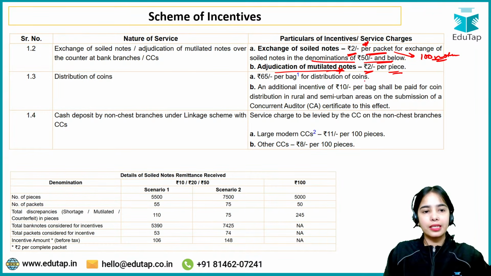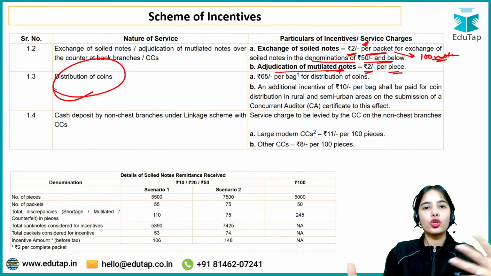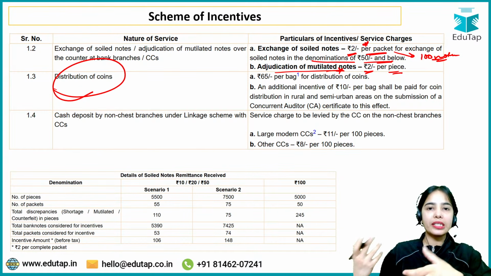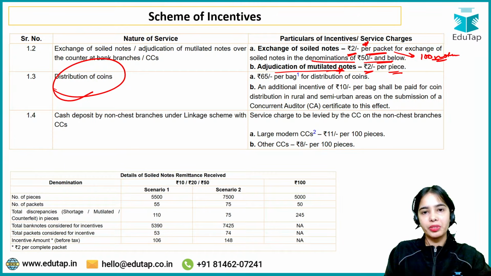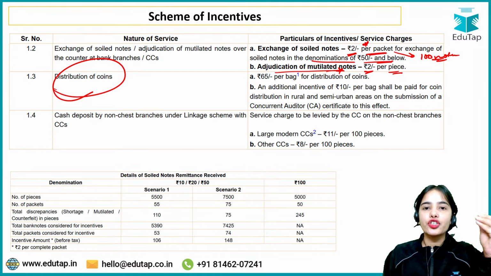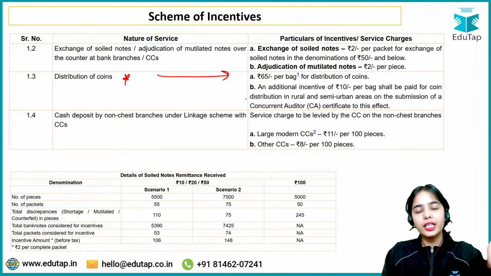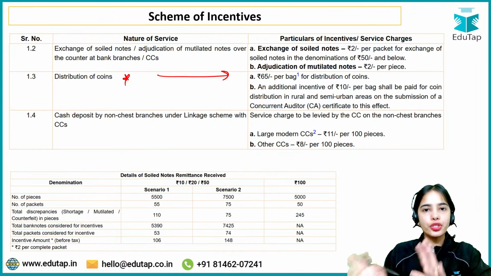This is the incentive. Now distribution of coins, see, this is a problem that in the economy there are not as many coins available as are required by the people. So it is usually felt that the coins are not present in sufficient quantity in the economy. That's why the RBI is saying that for the distribution of coins, there will be an incentive provided to the bank branches, to the banks.